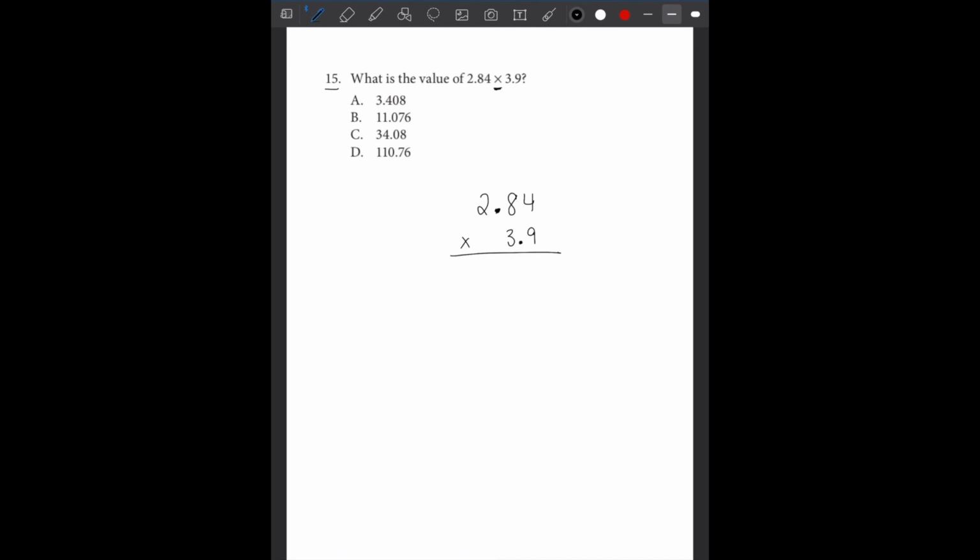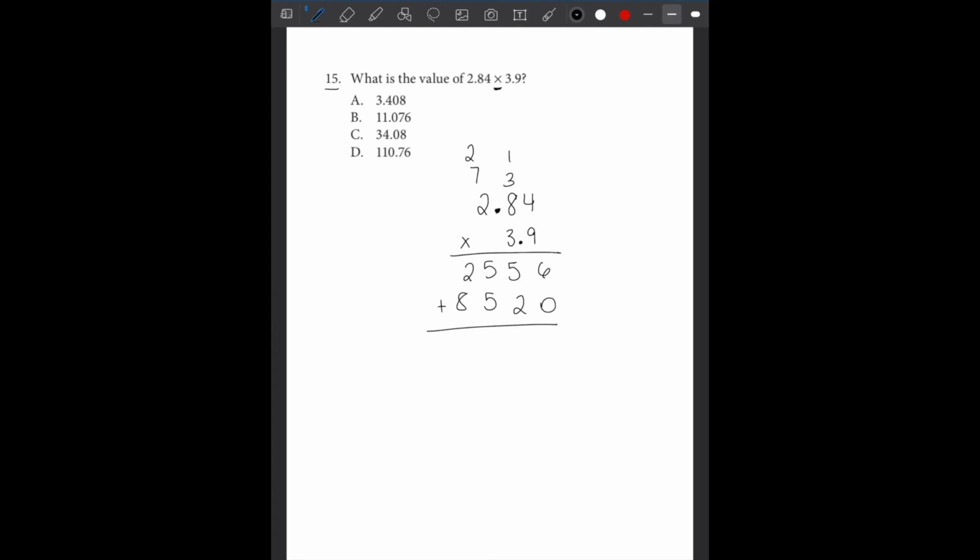So we have 4 times 9, 36. 8 times 9, 72, plus 3, 75. 9 times 2 is 18, plus 7, 25. 3 times 4 is 12. 8 times 3 is 24, plus 1, 25. 2 times 3 is 6, plus 2, 8.